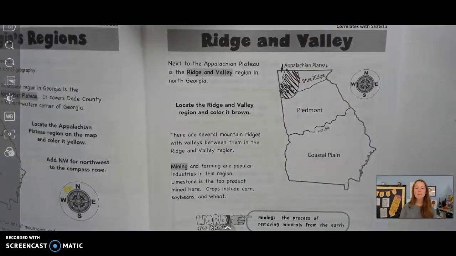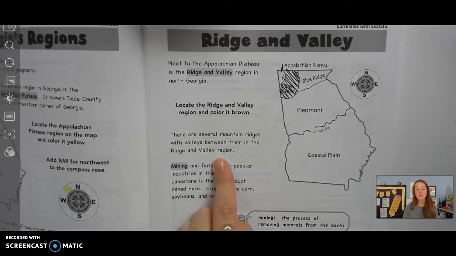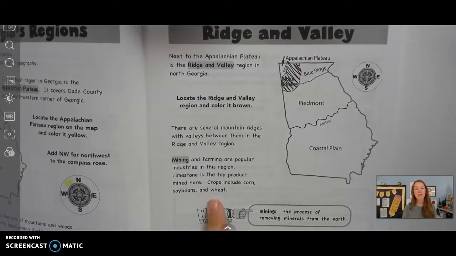There are several mountain ridges with valleys between them in the Ridge and Valley region. And mining and farming are popular industries in this region. Limestone is the top product mined here. Crops include corn, soybeans, and wheat. So those are some things that are grown in the Ridge and Valley region. It is a really good region for farming. So mining is the process of removing minerals from the earth. We're going to watch another video a little bit on the Ridge and Valley.